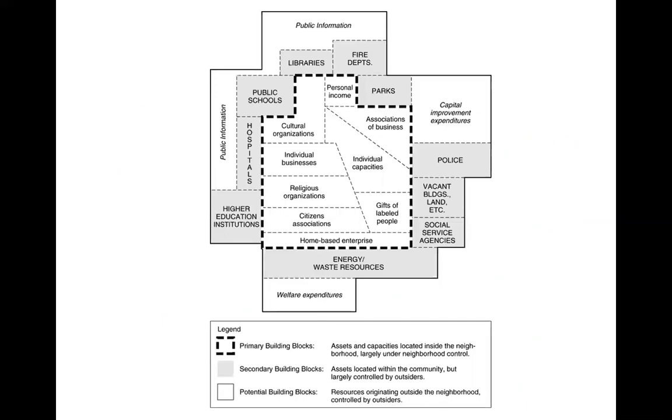So this is the map for a neighborhood assets map. You can see the primary building blocks here in the middle, which are again largely controlled by those within the neighborhood or community. These darker gray are going to be those secondary building blocks, often controlled by outsiders, but within the community itself. And then you've got the potential building blocks around the edge. Media is a good example of the potential, and the public information that can influence people, expenditures as well.